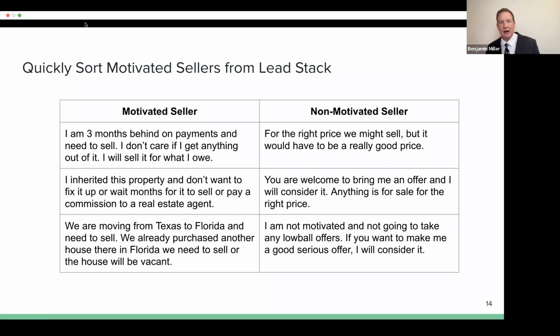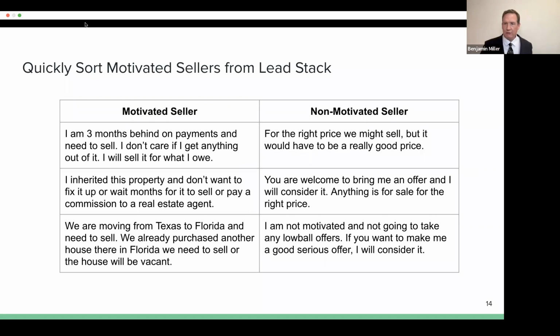Here's a motivated seller. They might say something like, my granddad died and I inherited this property and it's in another state. I was going to contact a real estate agent in that state to have them put it on the market, but I haven't done that yet. And if you want to buy it, I just want to sell the thing. I really don't care about it. I wish I could just sell it and not have to mess with it. That's a motivated seller.